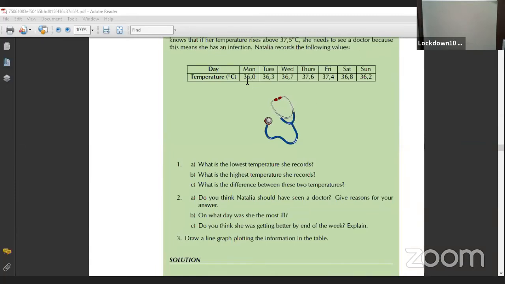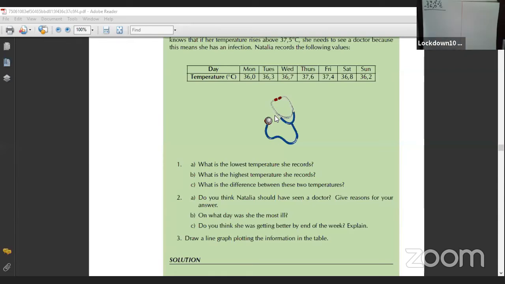First, we got this 36.0, and then you told me that the highest temperature recorded was 37.6. So what is the difference between these two temperatures? Guys, whenever we are talking about difference in mathematics, we mean the value that is separating the two values. Like in this example, on Monday we have 36.0 degrees Celsius, then on Wednesday or Thursday we have 37.6 degrees. So when a question asks you the difference in maths, they're asking you to subtract the two values.